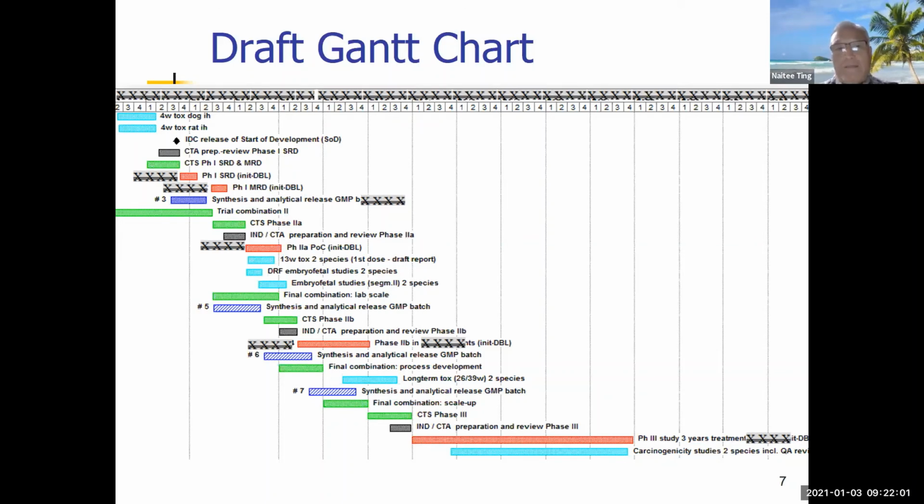In phase 1, SRD is single rising dose and MRD is multiple rising dose, meaning the doses are going to be rising. You start with a few subjects at a very low dose, about the NOAEL or something like that, and you rise the dose. You have another group of subjects, you increase the dose, and another group, increase the dose, until you find any safety problems. If there's no safety problem, you just keep rising it.